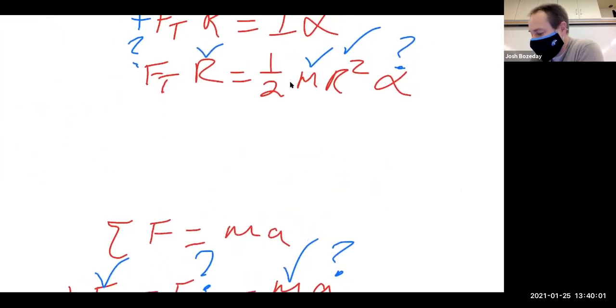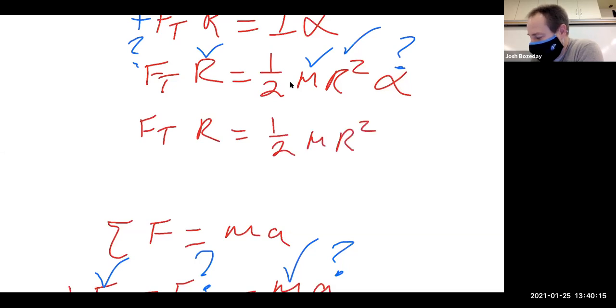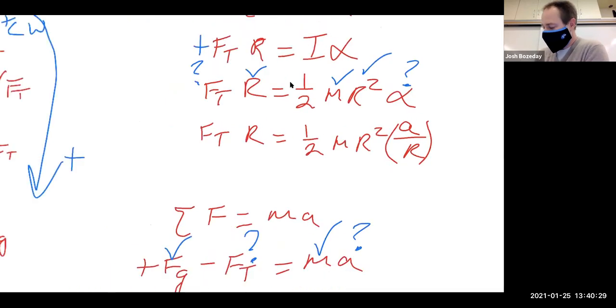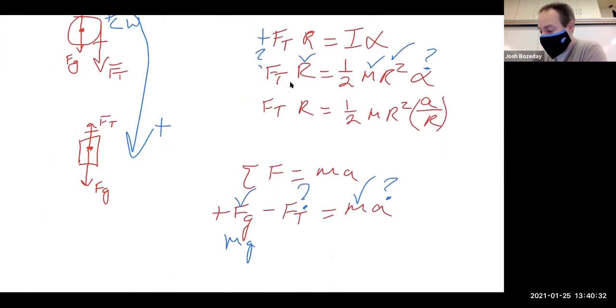Because what we can do is substitute, we can use a bridge equation on that alpha. So we can go force tension, keep this in the same color, force tension times radius equals 1/2 mr squared times linear acceleration over radius, right? Because that's what alpha is. With the bridge equation, if we divide by radius, then we can substitute linear acceleration over radius for alpha. So now we see we only have two unknowns, force tension and linear acceleration. So now two equations, two unknowns, we can now do a substitution.